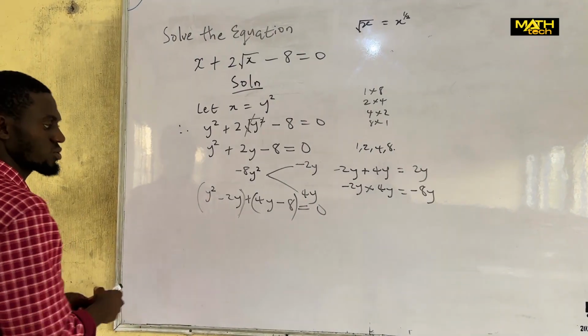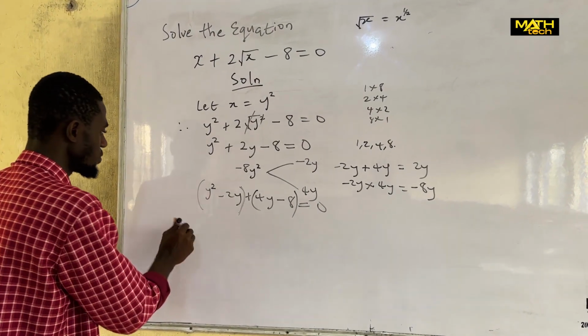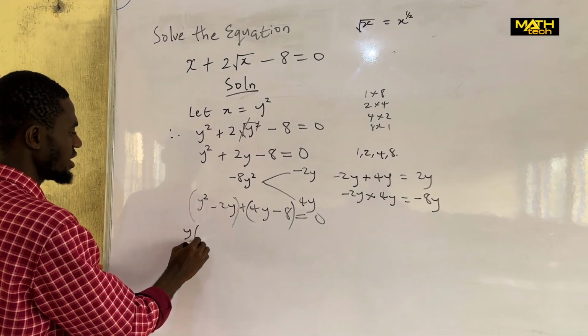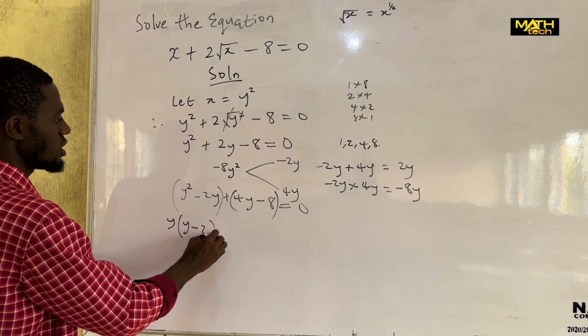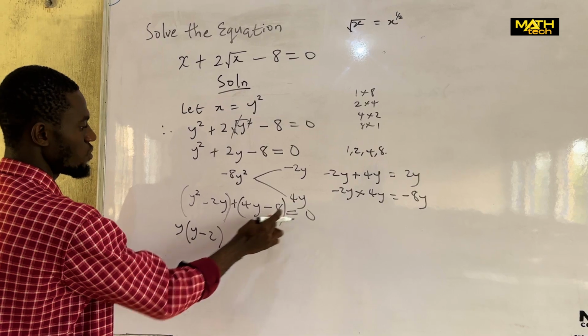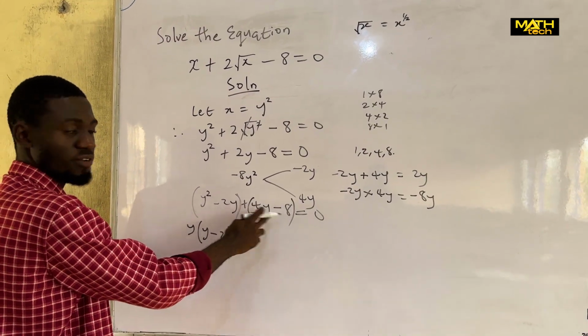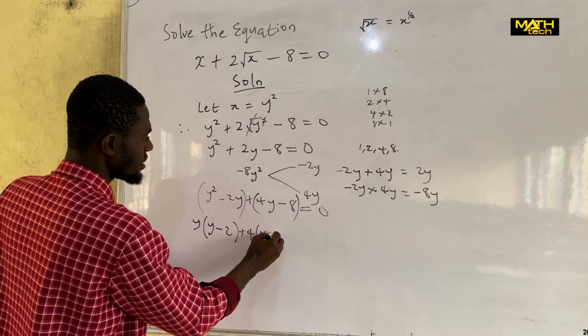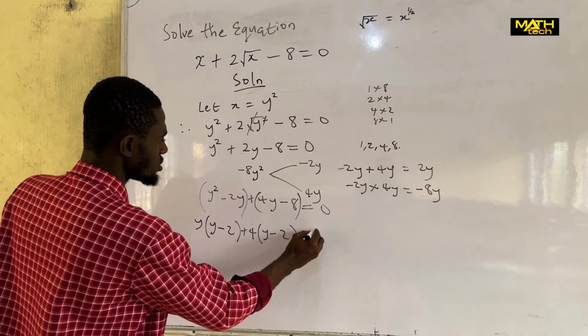So let's factor out. That should be the next step after grouping them. So what is common here? What is common here is y. Factor out y, we'll have y minus 2. What is common here is what? 4 can go here and 4 can go here. So we say plus 4, and we have here y minus 2 is equal to 0.